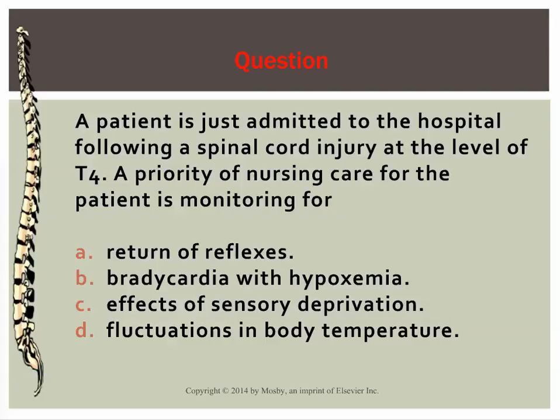Neurogenic pulmonary edema may occur secondary to a dramatic increase in sympathetic nervous system activity at the time of the injury, which shunts blood to the lungs. In addition, pulmonary edema may occur in response to fluid overload.